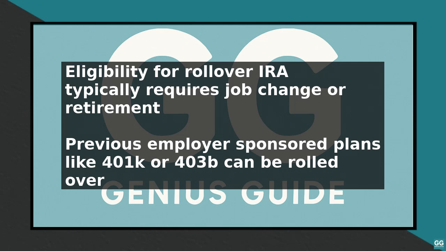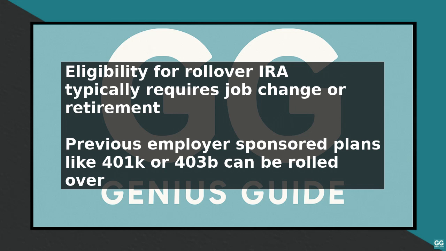The next step is to open an E-TRADE Rollover IRA account. You can do this online or by contacting E-TRADE directly. You will need to provide some basic information such as your name, address, and social security number. You will also need to fund your account, which can be done by transferring funds from your previous employer-sponsored plan.